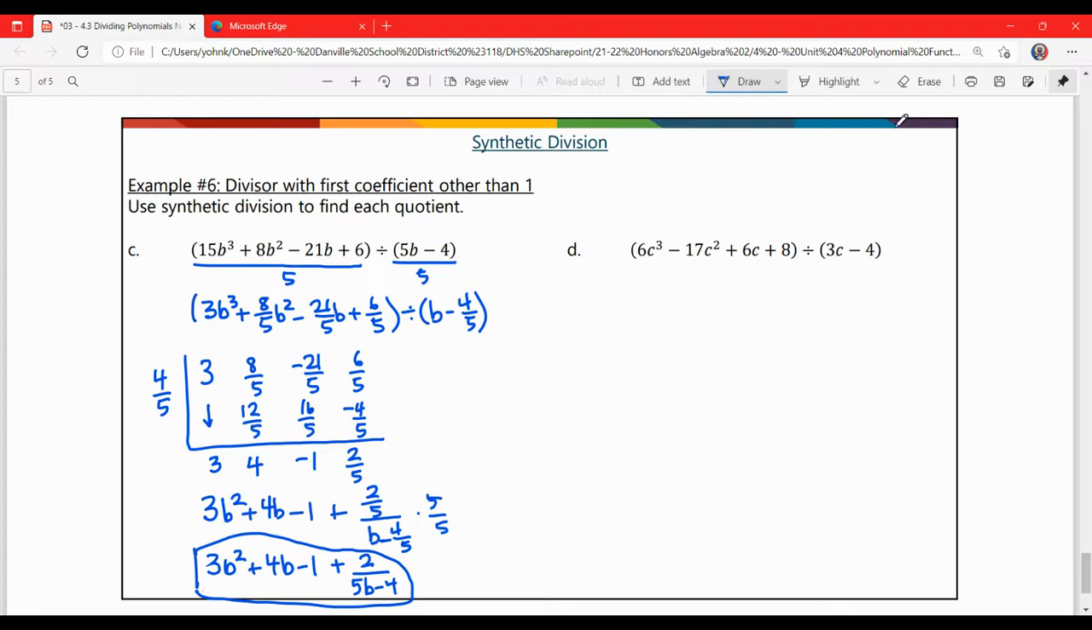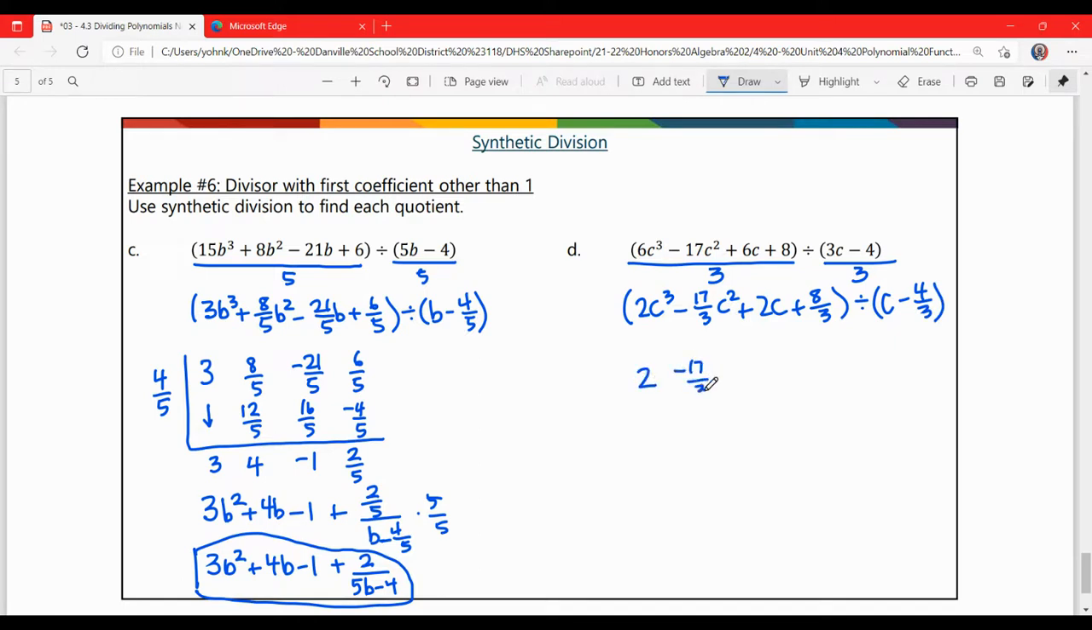All right, last one. Take a look at what you're dividing into. All the powers are there. I need to divide everything by 3. So that's going to give me 2c cubed minus 17 thirds c squared plus 2c plus 8 thirds. And we're dividing by c minus 4 thirds. Grab your coefficients, 2, negative 17 thirds, 2, and 8 thirds. We are dividing by a positive 4 thirds.